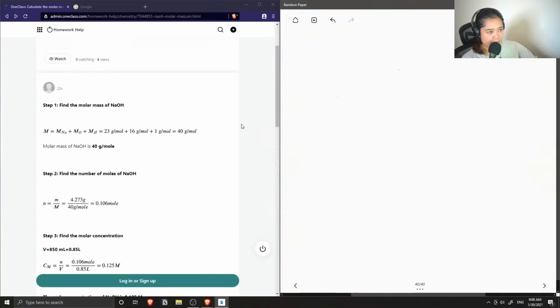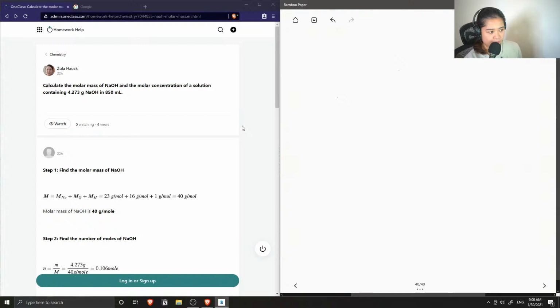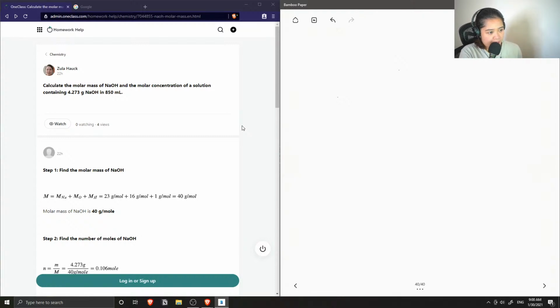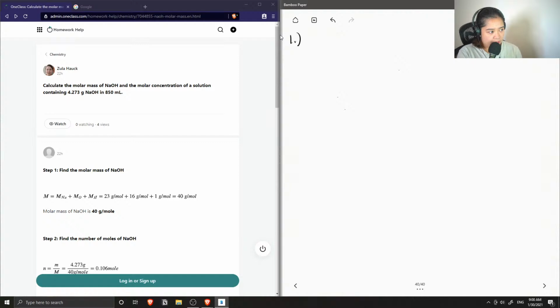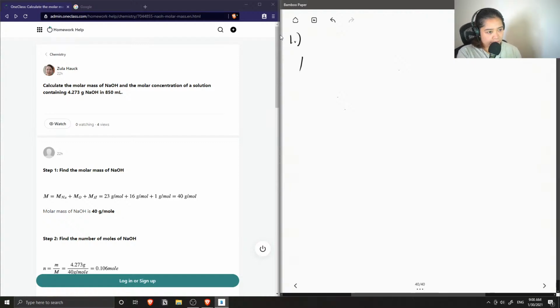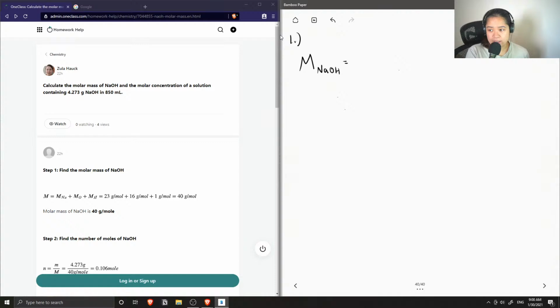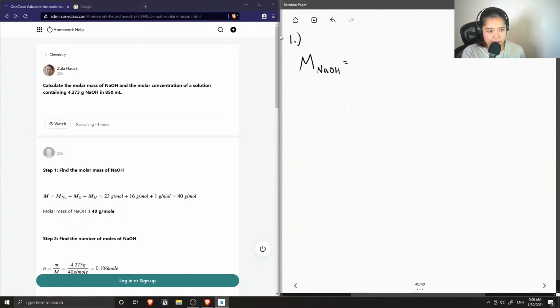So question 1 is to calculate the molar mass of sodium hydroxide and the molar concentration of a solution containing 4.273 grams of sodium hydroxide in 850 milliliters. So first we need to calculate the molar mass of sodium hydroxide, and we need all the individual atomic masses of the elements involved in this compound. And we can just find these values on the periodic table.